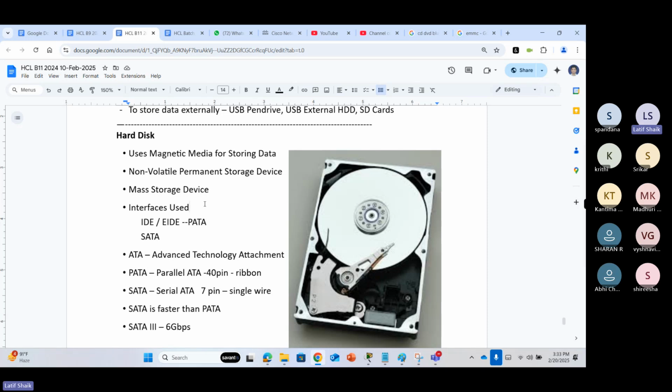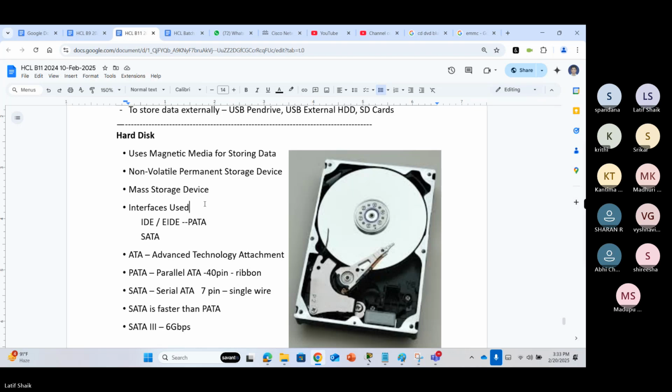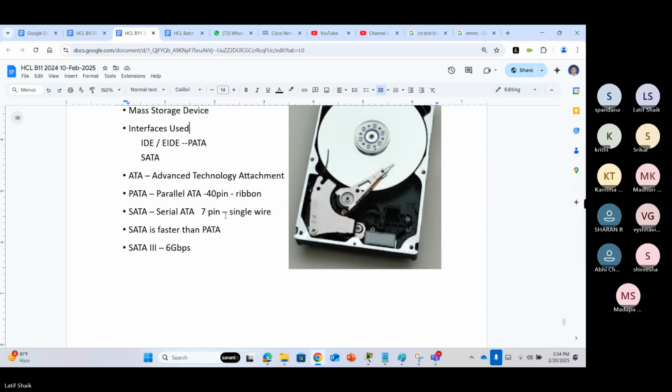Guys, hard disks have two types of interfaces. In the olden days, the interface was IDE type, with an 80-pin connector. Later it changed to ATA, Advanced Technology Attachment. Again, like IDE, there is a PATA interface, Parallel Advanced Technology Attachment, with a 40-pin connector. It is a ribbon cable.